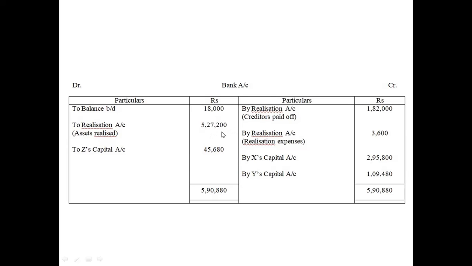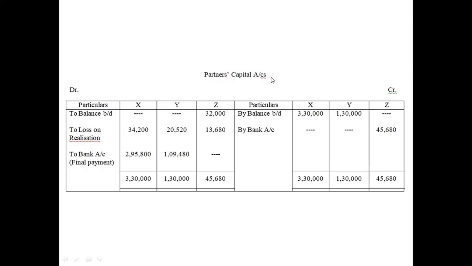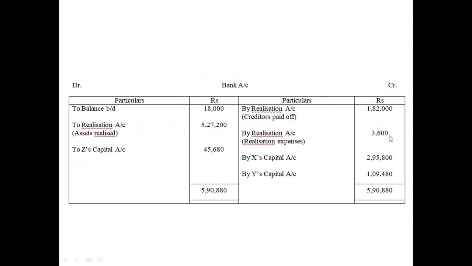And in the partners capital account, we saw that Z is supposed to bring in 45,680 rupees. So we write again in the debit side of this bank account, 45,680 to Z's capital account. You can write here in the bracket, amount brought in by Z. You can write that way.